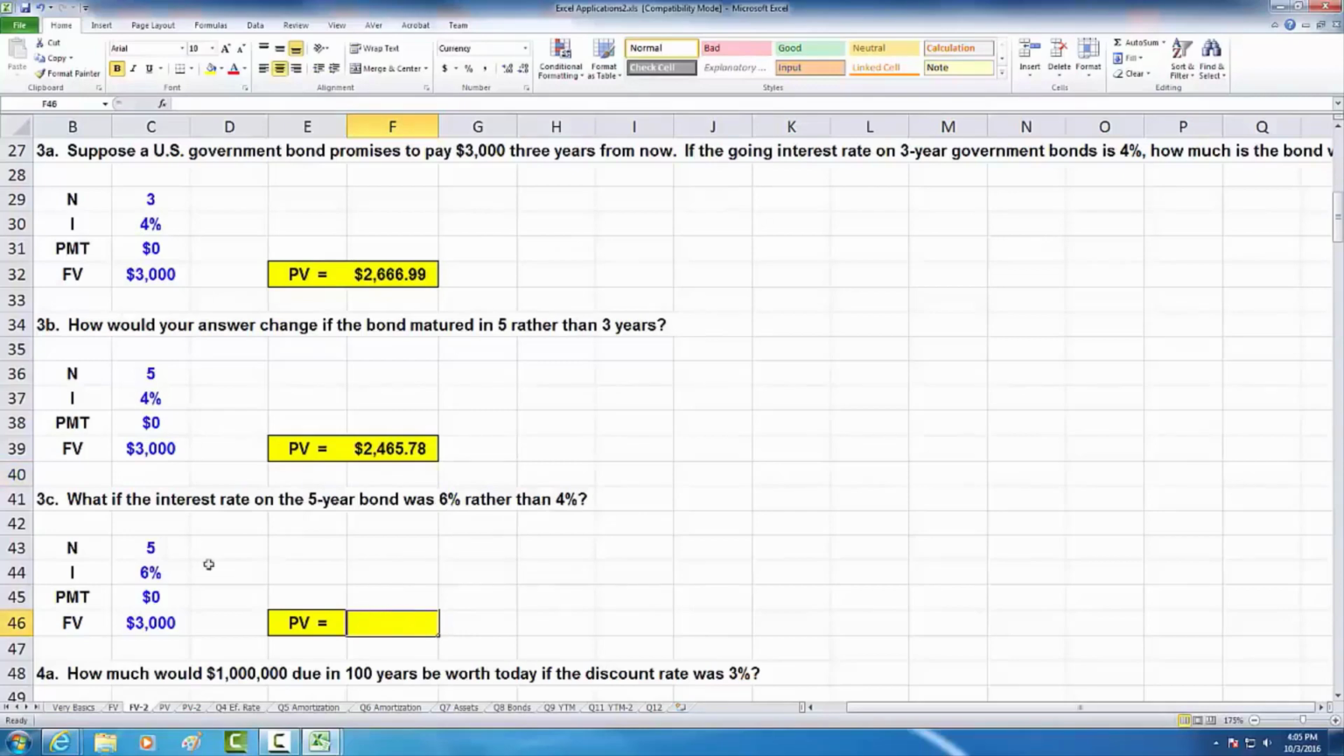So it's again the same exercise. Use equal sign. This time we change the interest rate from 4% to 6%. Okay, so present value, rate is 6%. Number of periods is 5. We make no payments in between, which is 0, and then minus future value. Here's the answer.